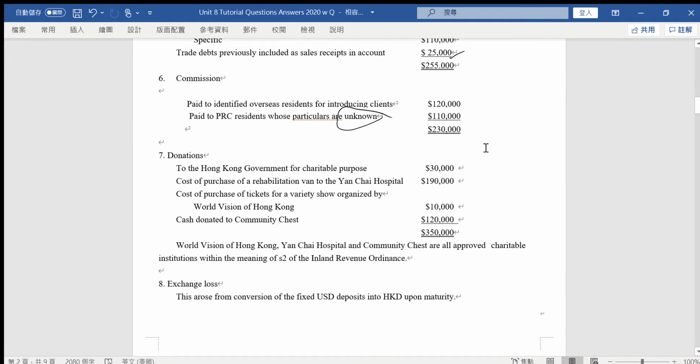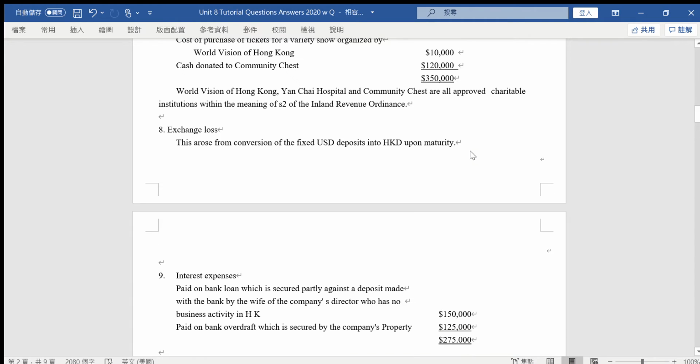Okay, then number eight. Number eight is exchange loss. The loss arises from the conversion of the fixed US dollar deposit into Hong Kong dollars upon maturity. And for this one, you will find that it is about the deposit. Originally you will find that the interest from the deposit is not taxable, and also for the exchange loss, that will not be allowed to deduct. That's why this will be added back.